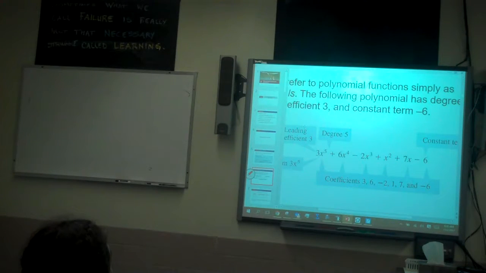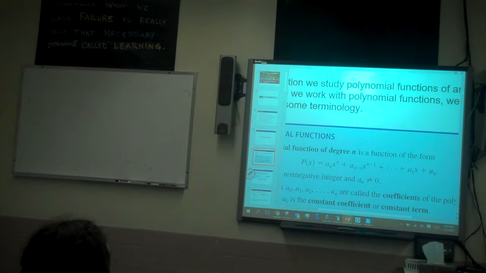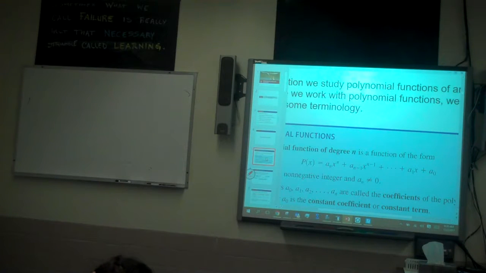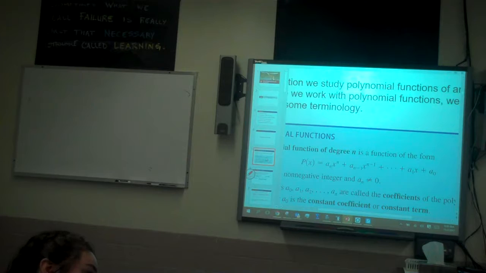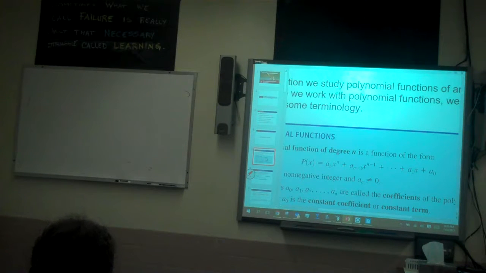A quadratic, what's the largest exponent in a quadratic? 2, right? So we call that a second degree polynomial. A line is a first degree polynomial. A horizontal line is a 0 degree polynomial. Does that make sense? Sometimes called a constant polynomial.